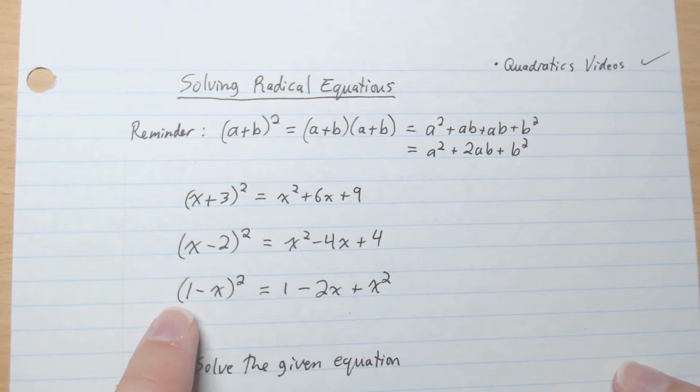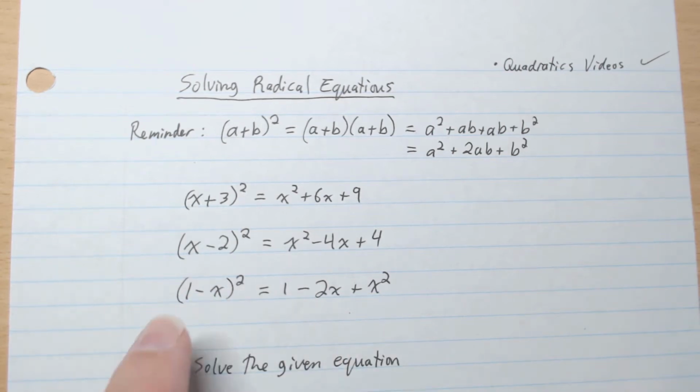One more time. 1 squared, 1. 2 times 1 times negative x gives negative 2x. Negative x squared gives x squared, like that. So we're going to be using this in our lesson today.